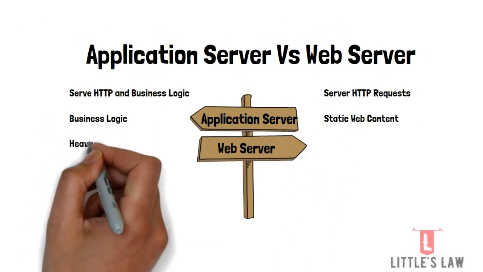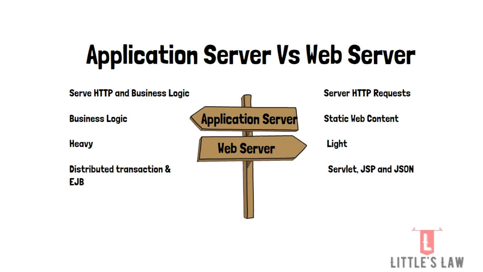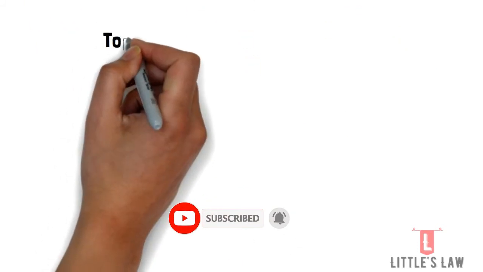But on the other hand, the web server stores and provides static web content. And next, the application server's resource utilization is heavy since they deal with dynamic content and since they hold the business logic. But for the web server, the resource utilization is very light since they deal with static web content and they serve HTTP requests. And on the support part, the application server supports distributed transactions and enterprise Java beans, which is EJB. And then the web server supports servlets, Java server pages, which is JSP, and JSON.